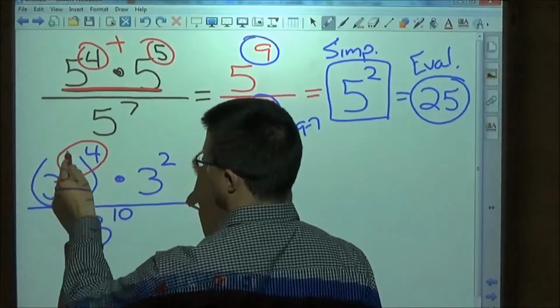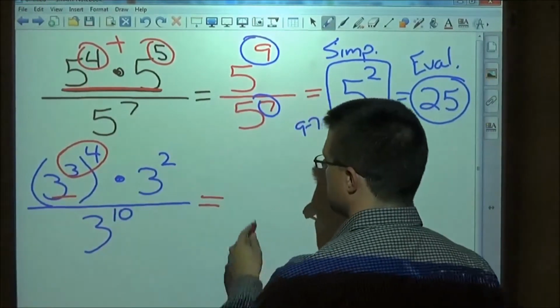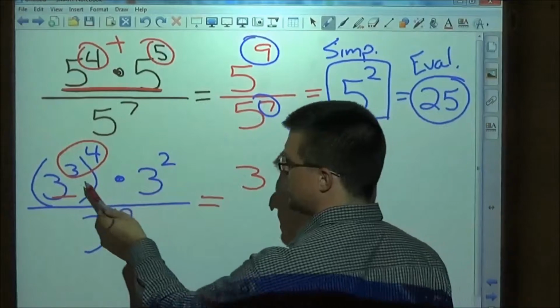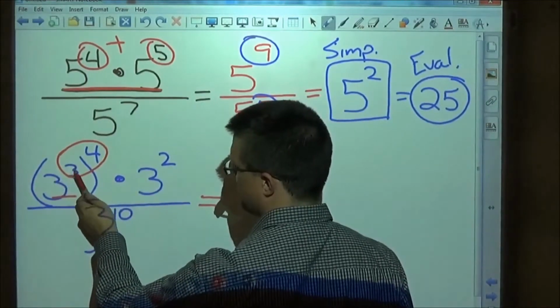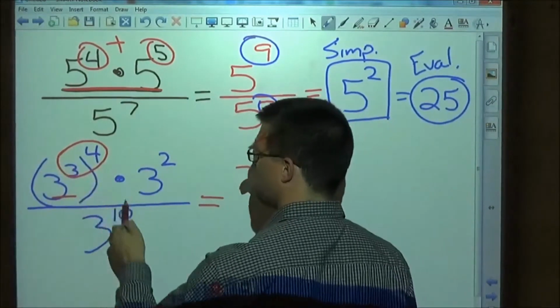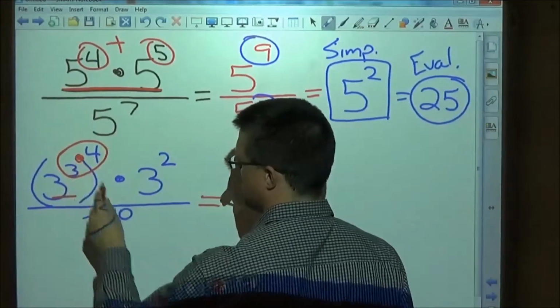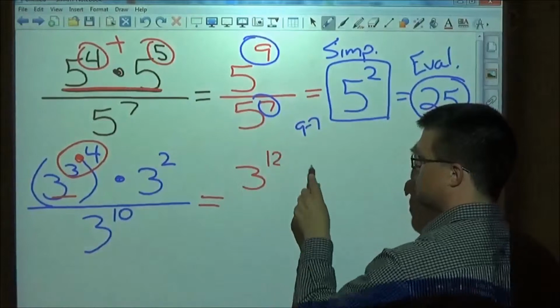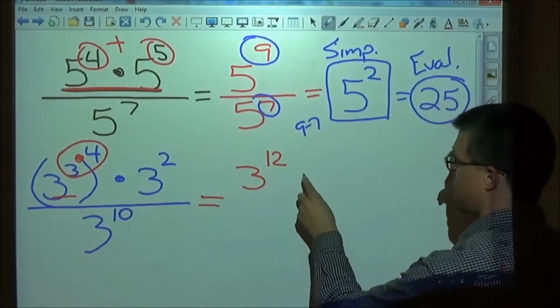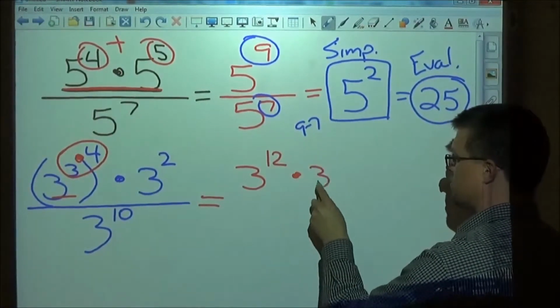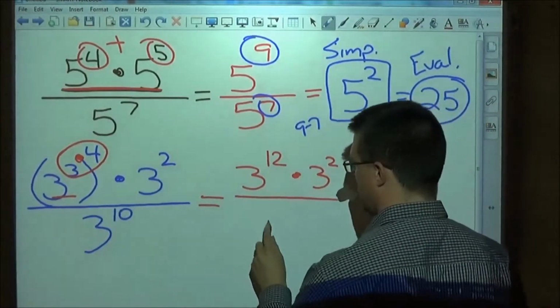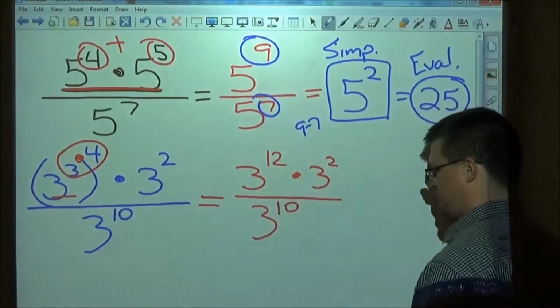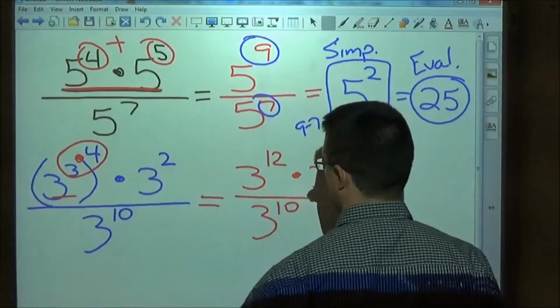That means we're going to apply our power to the power rule. So we're going to keep our base, and we're going to see what happens when we raise 3 to the 3rd power and then raise that up to the 4th power. And we do that by multiplying our exponents. So 3 times 4 is really 12. So that's really 3 to the 12th power. It's still being multiplied to 3 to the 2nd power, and all of that's still being divided by 3 to the 10th power.